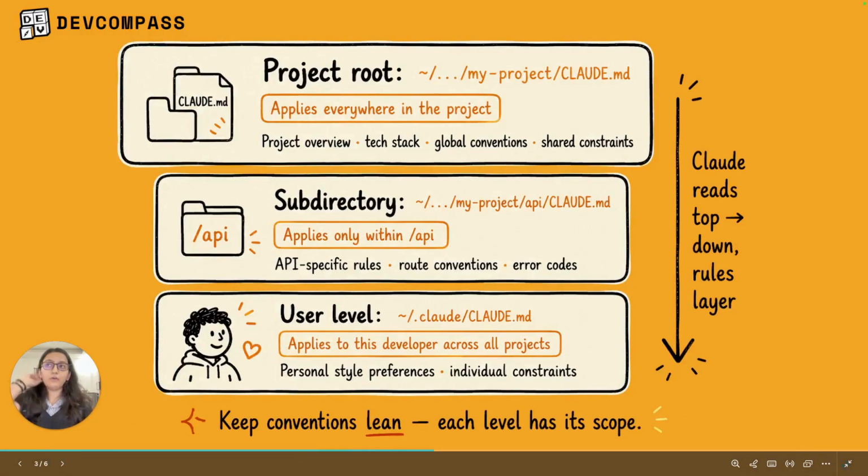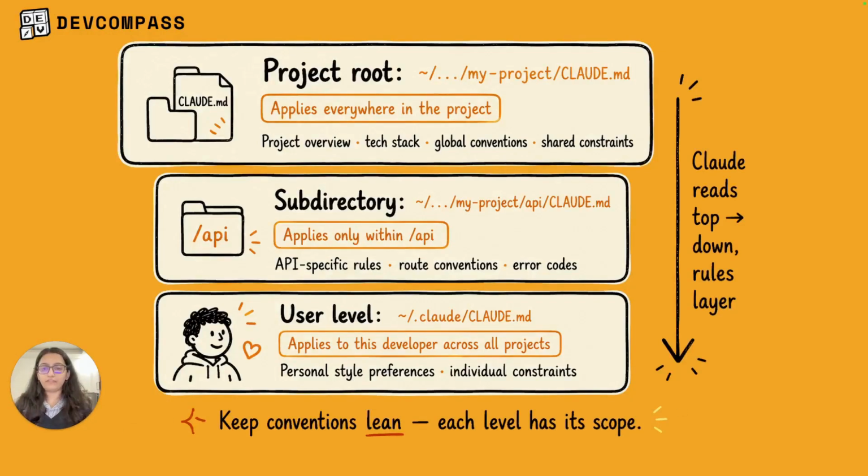Now, the claude.md file can actually live in multiple places and they work as a hierarchy. For example, the top level is the project root. This is the main Claude markdown file. It covers the whole code base: global conventions, tech stack, the overview. So every Claude Code session reads this file first. And the scope badge here says applies everywhere in the project.